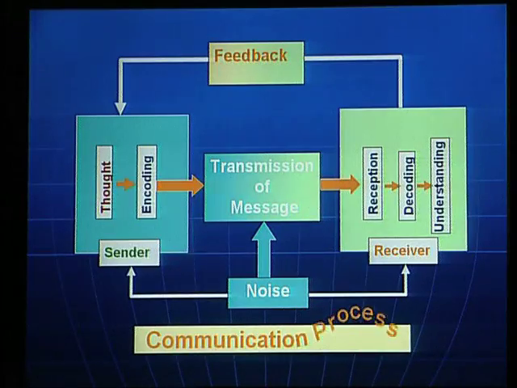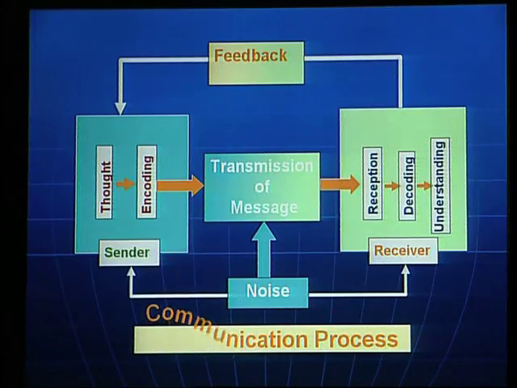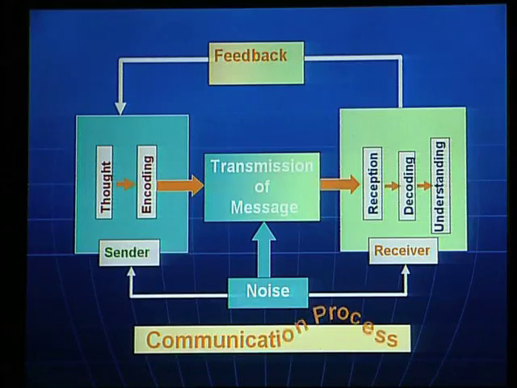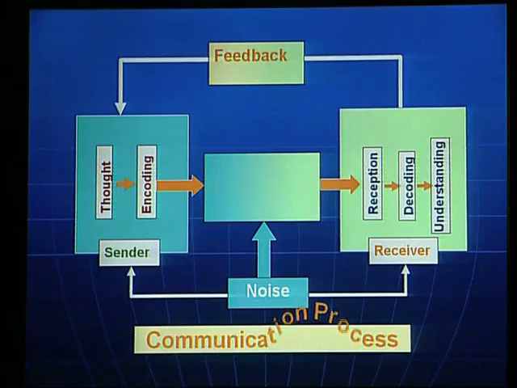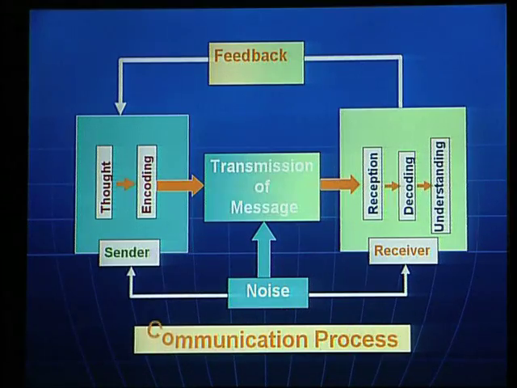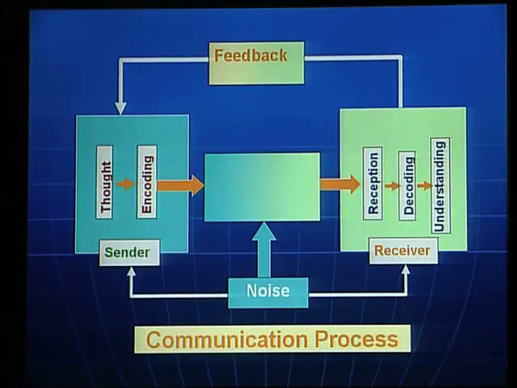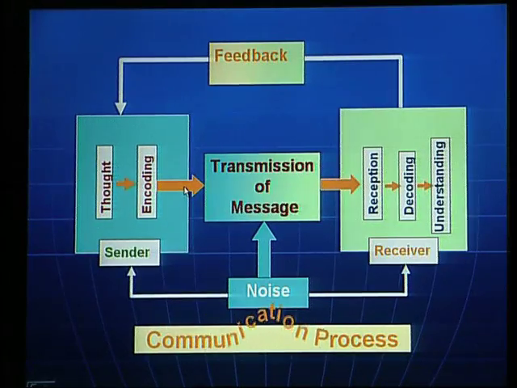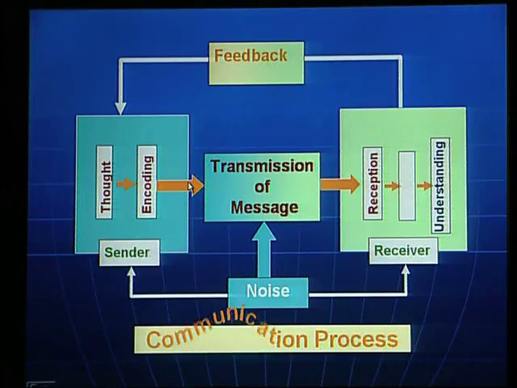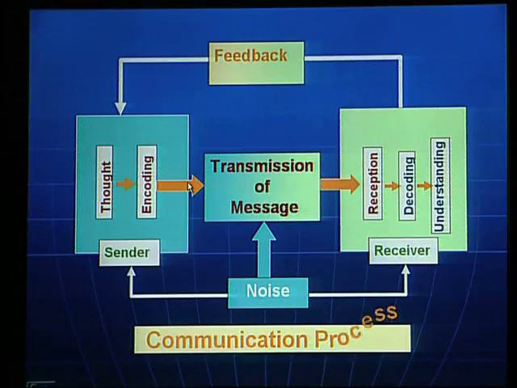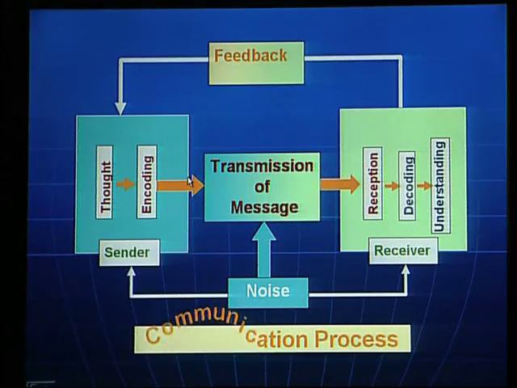After encoding, the message is transmitted through an appropriate channel that links the sender with the receiver. The message may be oral or written and it may be transmitted through a memorandum, a computer, a telephone, a telegram or a television. The receiver has to be ready to receive the message so that it can be decoded into thought. The next step in the process is decoding, in which the receiver converts the message into thought.